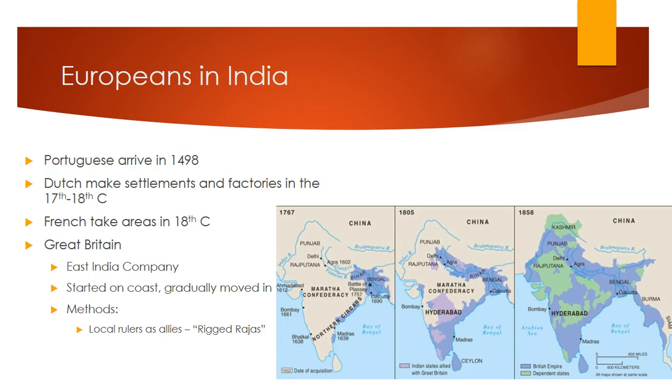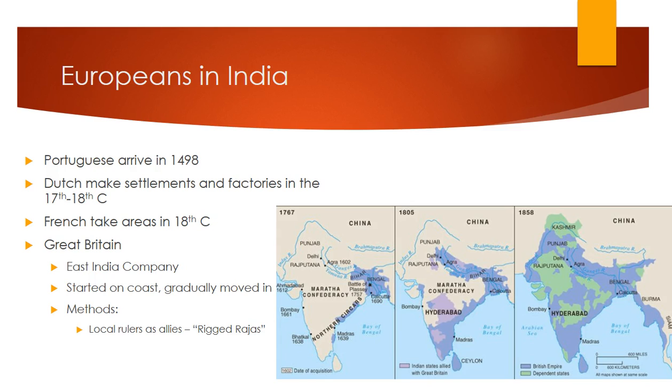The methods for gaining control and then ruling India were, first off, they created alliances with local rulers. And over time, they would gain control over these rulers. Some would call these puppet princes. I prefer my own term for them, rigged rajas. How awesome is that? Rigged rajas.